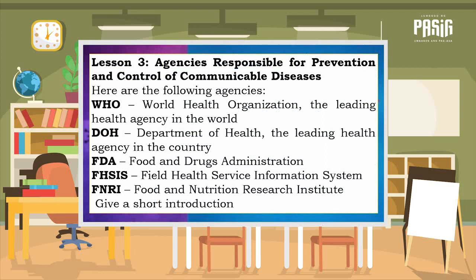Agencies responsible for prevention and control of communicable diseases. Here are the following agencies. WHO means World Health Organization. DOH, Department of Health. FDA, Food and Drug Administration. FHSIS, Field Health Service Information System. And we have also FNRI, Food and Nutrition Research Institute.